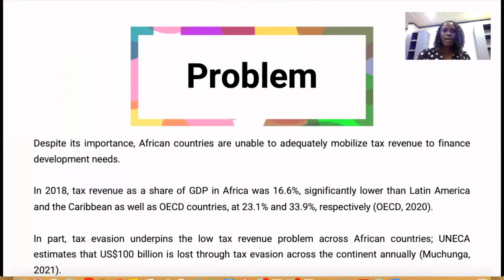Despite its importance, African countries are unable to adequately mobilize tax revenue to finance their development needs. In 2018, tax revenue as a share of GDP in Africa was 16.6%, significantly lower than Latin America and the Caribbean, as well as OECD countries at 23.1% and 33.9%, respectively. In part, tax evasion underpins the low tax revenue problem across African countries. UNECA estimates that $100 billion is lost through tax evasion across the continent annually.